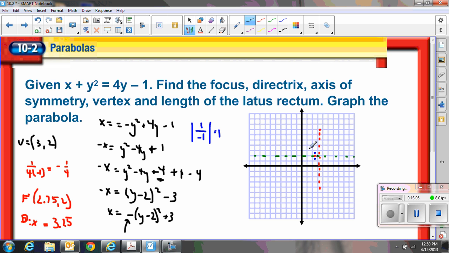And again, let's see how good my parabola drawing skills with a mouse are. Not too bad. Could be a little bit better, but you get the idea. It hits these two blue points for the latus rectum, hits your vertex, and there's your parabola.